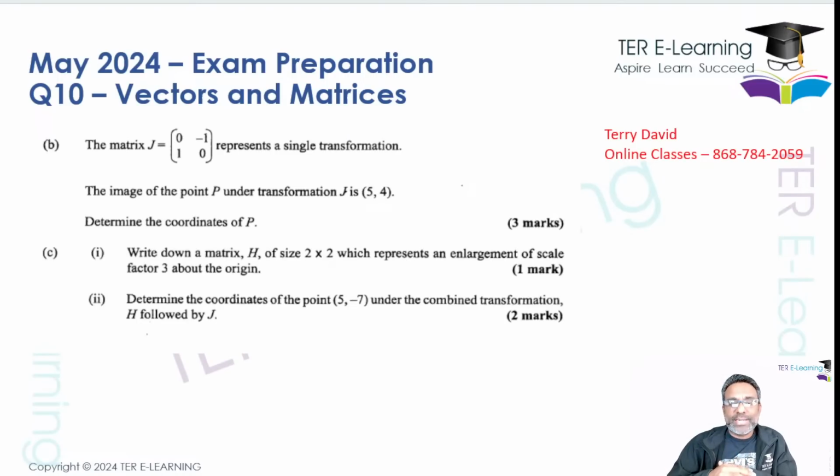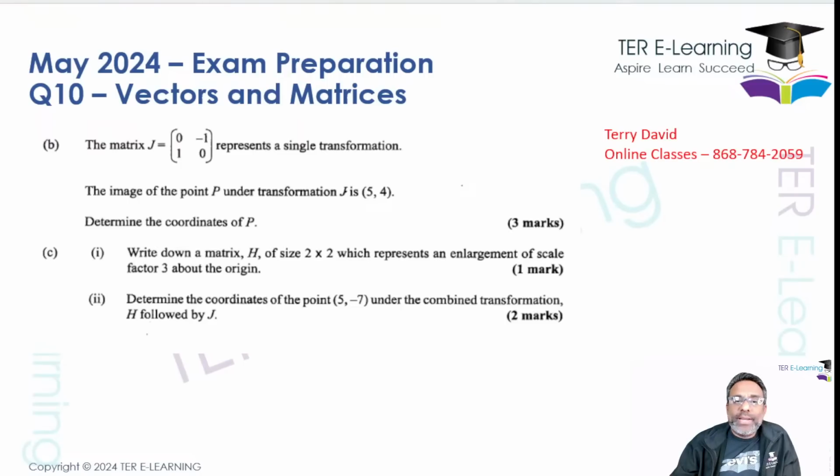So we have a matrix. Remember, we can use a matrix in transformations. So we have a matrix given by 0, minus 1, 1, 0, and it represents a single transformation. The image of the point P under this transformation is 5, 4. Determine the coordinates of P.